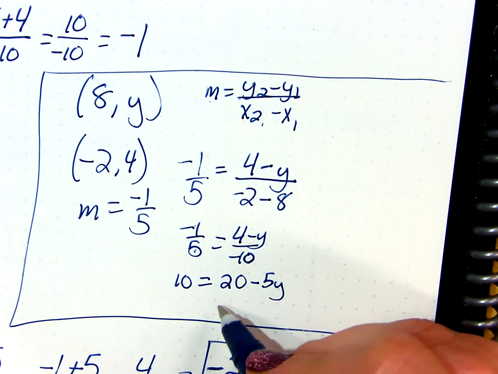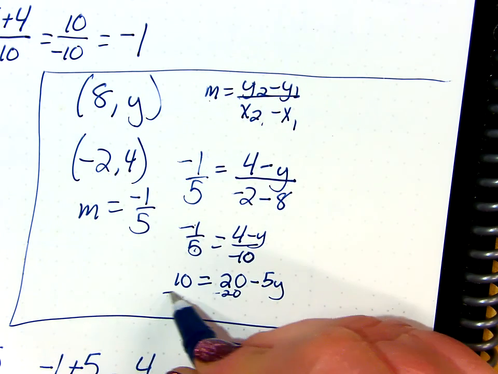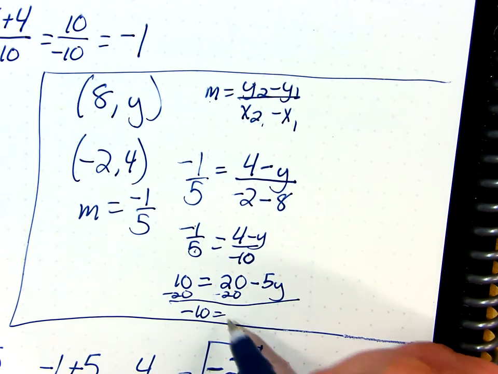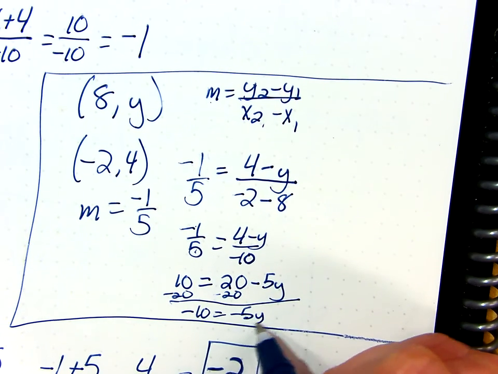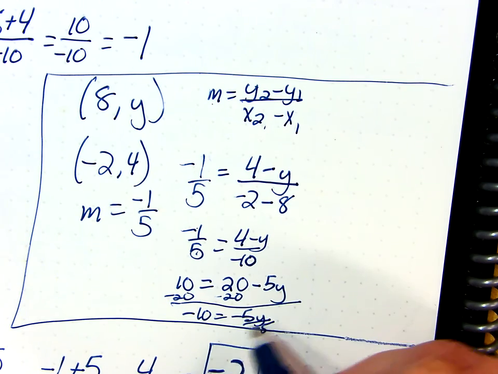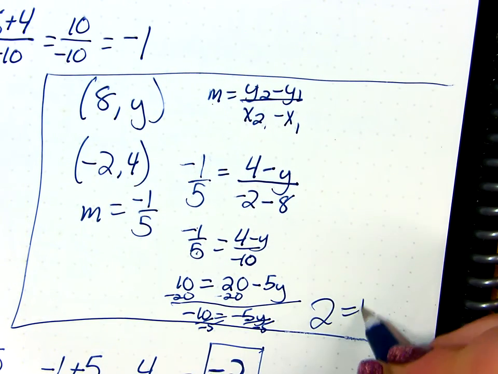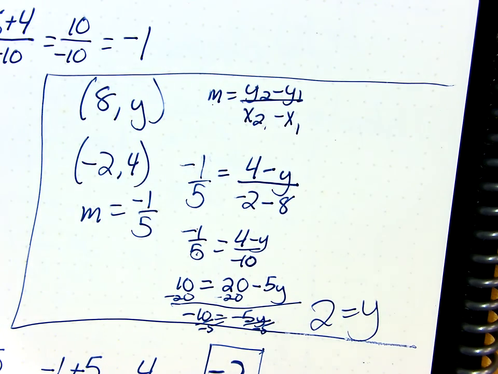So I can subtract that 20. Divide by a negative 5. Who's got a final answer for me? 2 is correct. So that missing y value is 2. Okay, we'll stop this here.